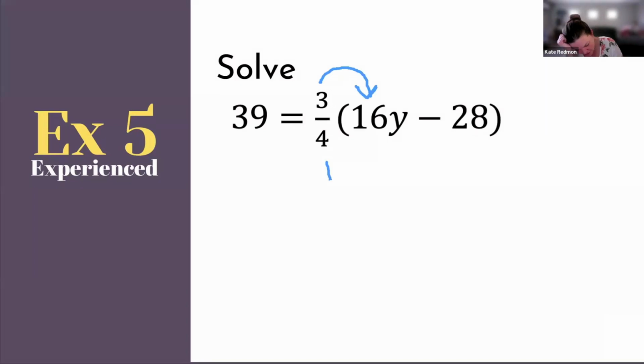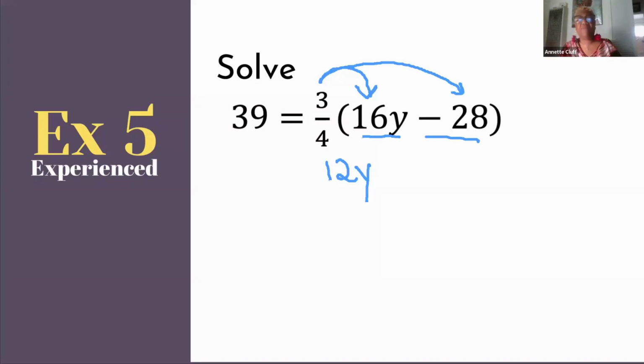12 what? Well, it's 12y. Exactly. Now, 16y wasn't the only term in this grouping. I also had minus 28, or when I'm multiplying, I read it as negative 28. So why don't you go ahead and do 3/4 times negative 28 for me? That gives me a negative 21.